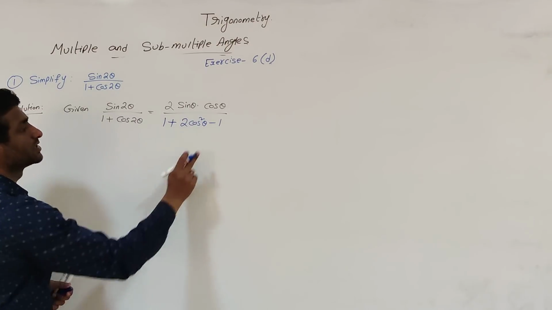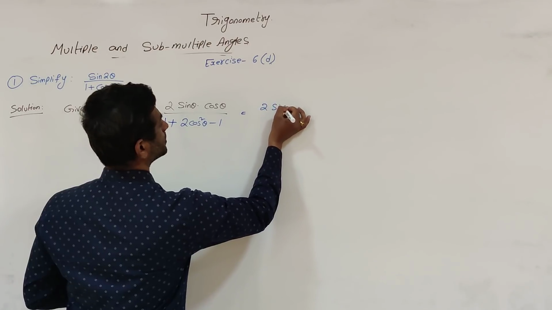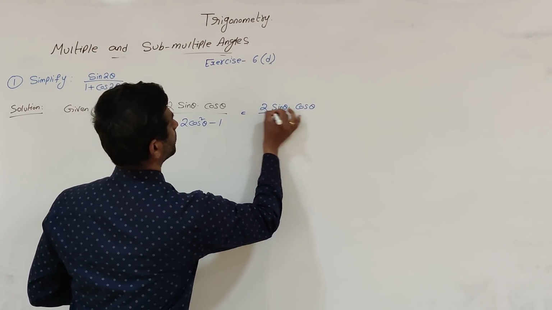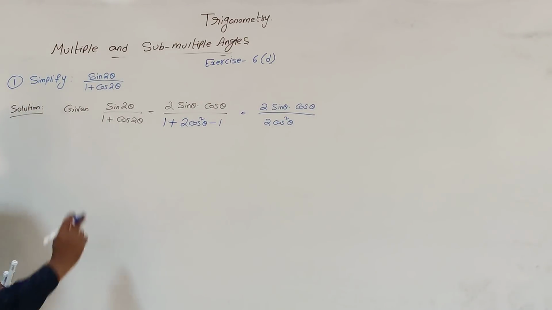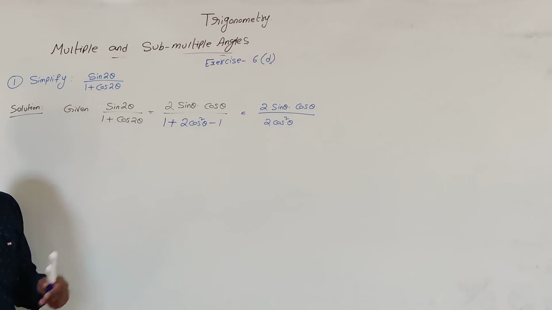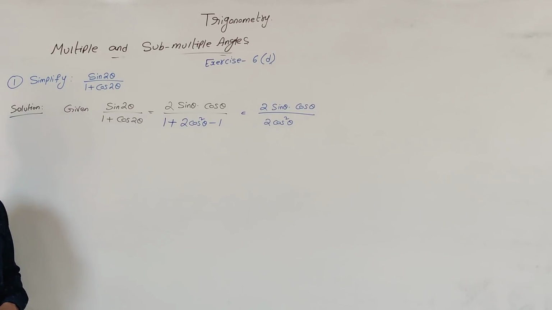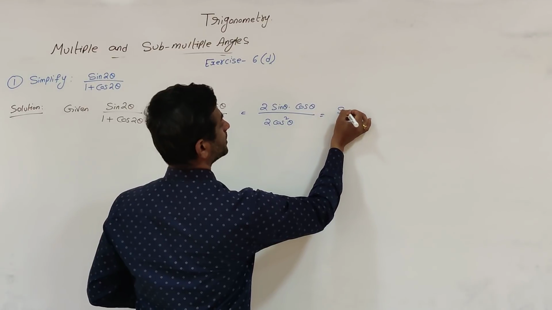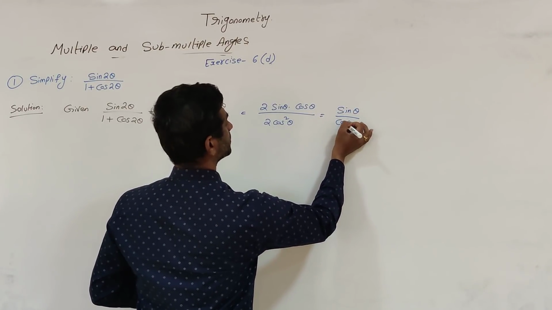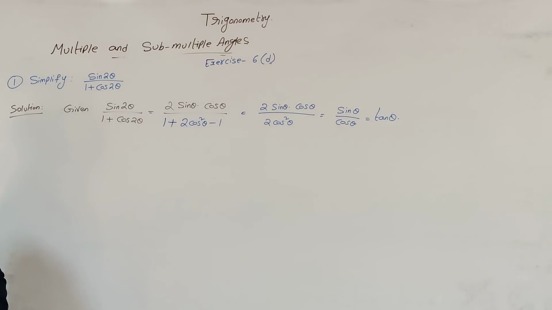So 1 and minus 1 get cancelled. So it will be 2 sin theta into cos theta by 2 cos square theta. Or directly we can write 1 plus cos 2 theta is 2 cos square theta, and 1 minus cos 2 theta is 2 sin square theta. So 2 get cancelled and 1 cos theta get cancelled. So it will be sin theta by cos theta, that gives tan theta. So that is the simplification of sin 2 theta by 1 plus cos 2 theta. Next problem.